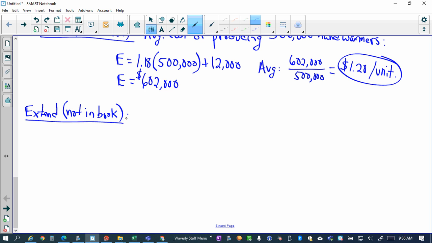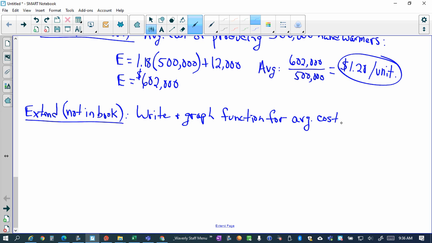All right. Here's what I want you to do. I want you to write and graph a function for the average cost of producing Q units. Just Q units, however many of them, right? So Q is going to stay in our equation, isn't it? We write this function.